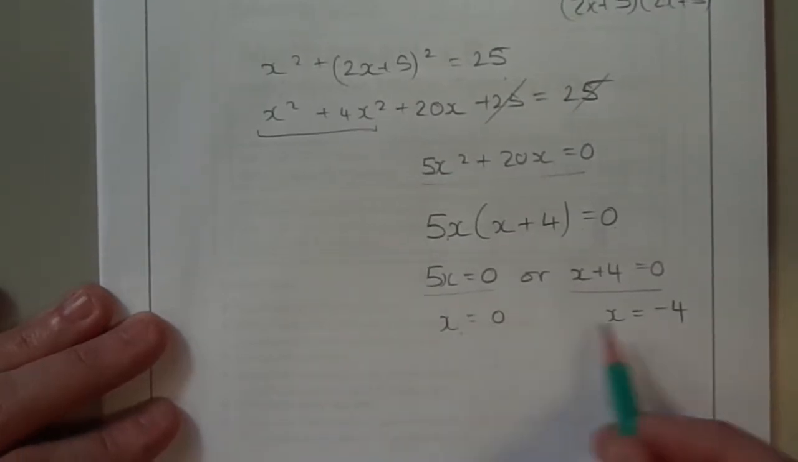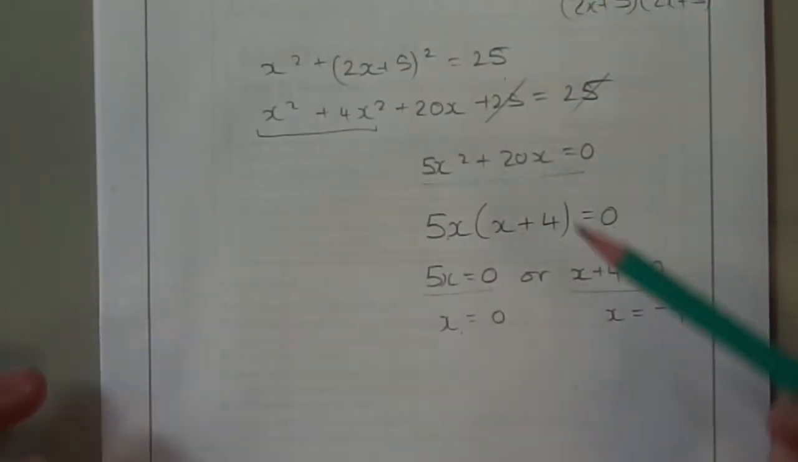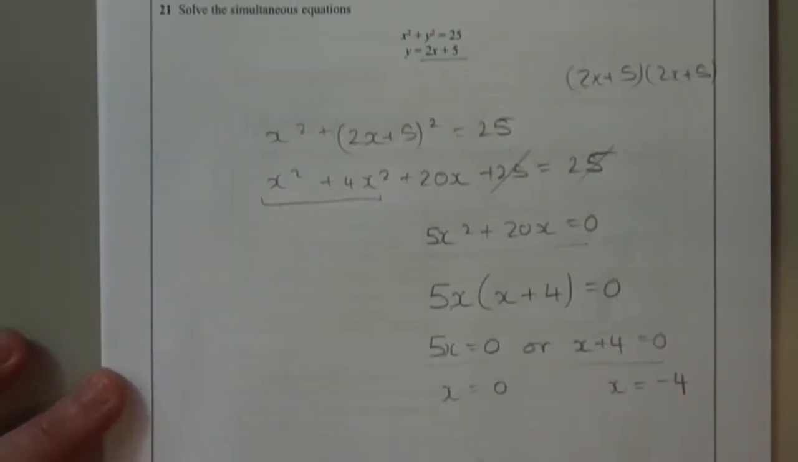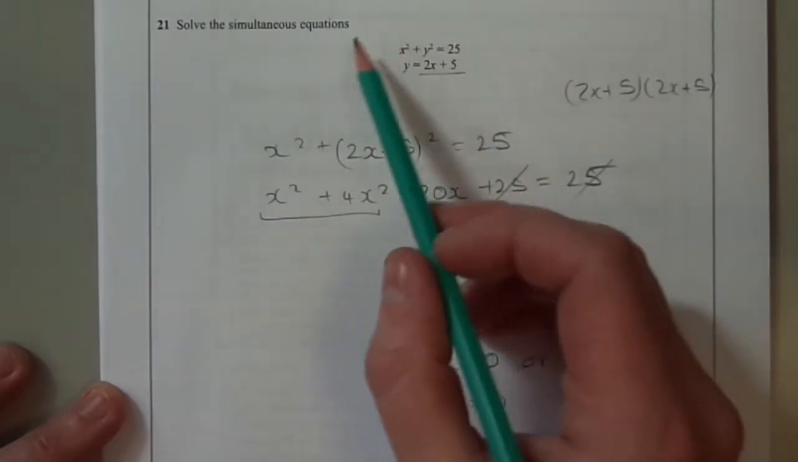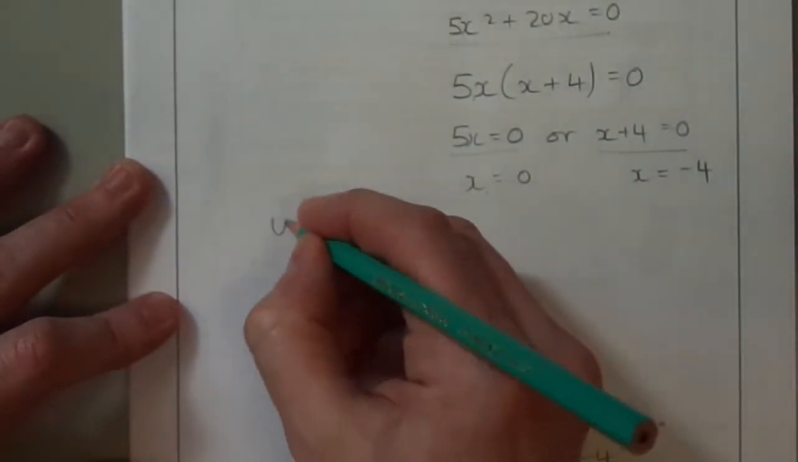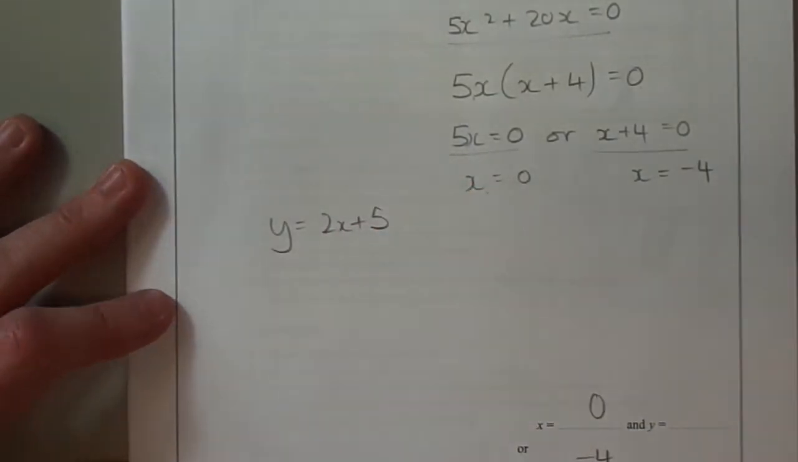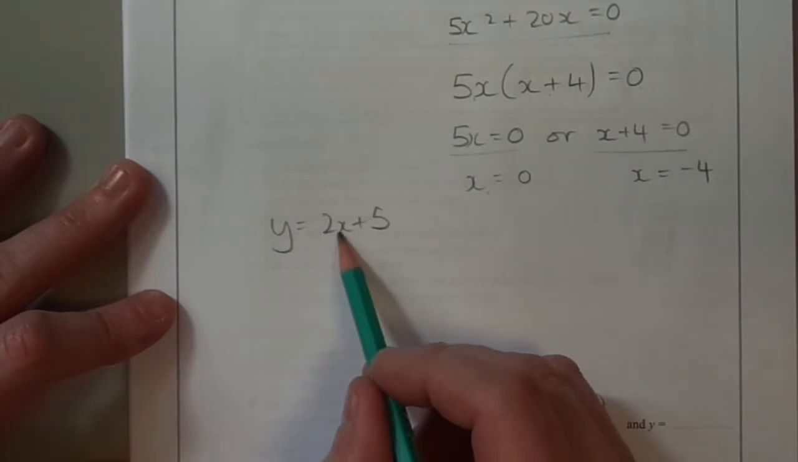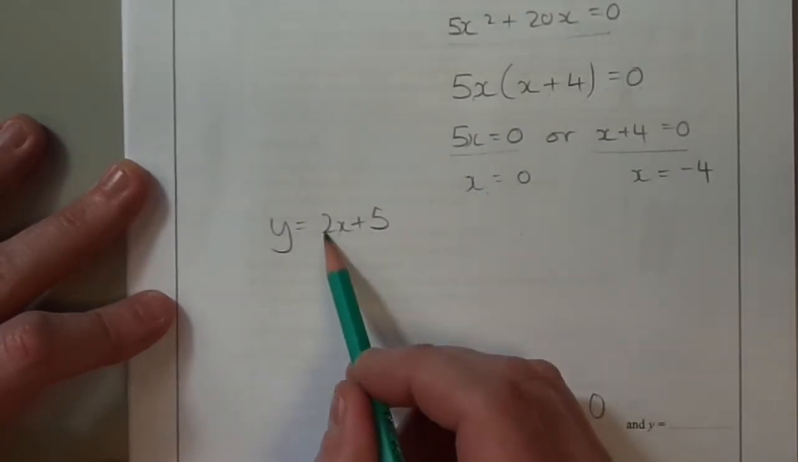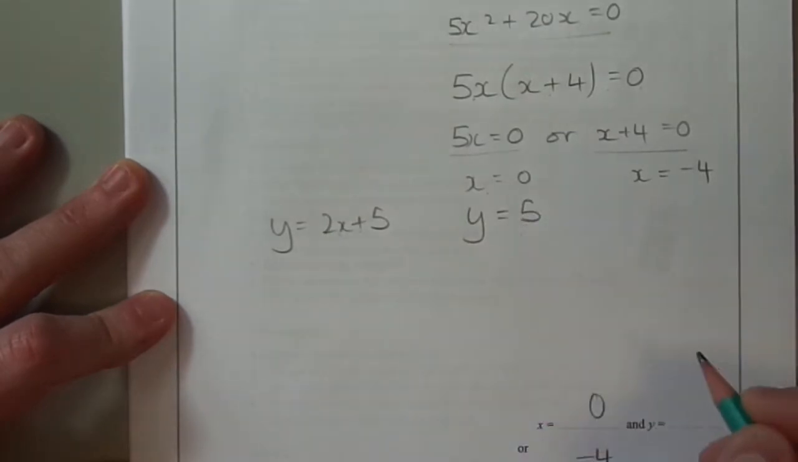For each of these x values there is a corresponding y value. You take the x values, substitute them back into one of these equations and use that to work out y. I'm going to substitute them into y equals 2x plus 5 because I think that's probably a bit easier. Swap the x with 0. 2 times 0 plus 5 is 5. So when x is 0, y is 5.